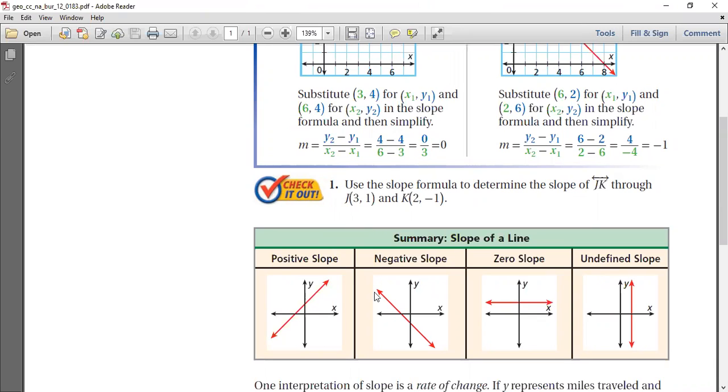If it's coming from left to right down, then it is a negative slope, which means your slope is going to be a negative number. Zero slope is when the line is horizontal with the x-axis. As you can see, the slope is going to be zero.